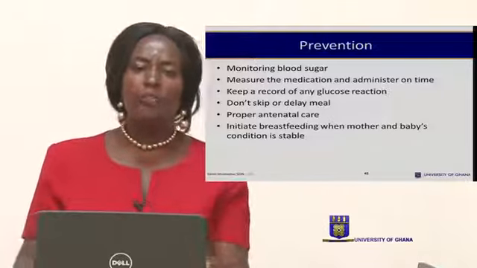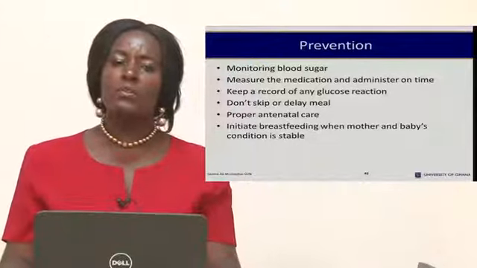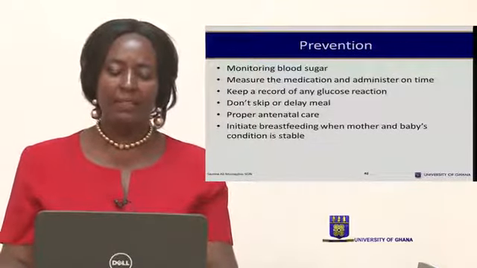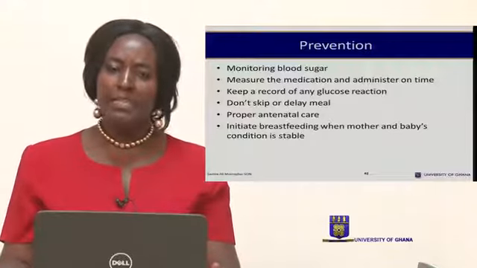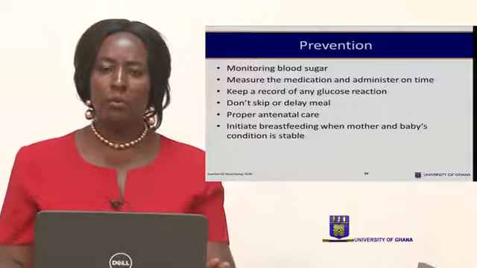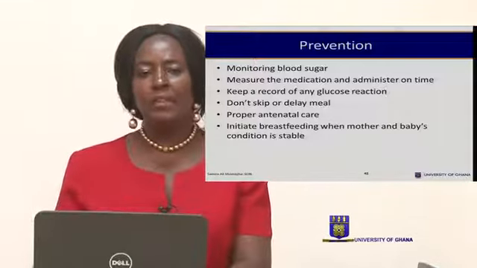Prevention. How do we prevent these? Once again, it's by monitoring, and then also close observation, and then also keep records of glucose monitoring that we have, and then also we must also start early feeding and also proper antenatal care, so that we'll regulate mothers who are diabetics so that they'll be in normal controls, and where we identify some infections in the mother, they are treated.